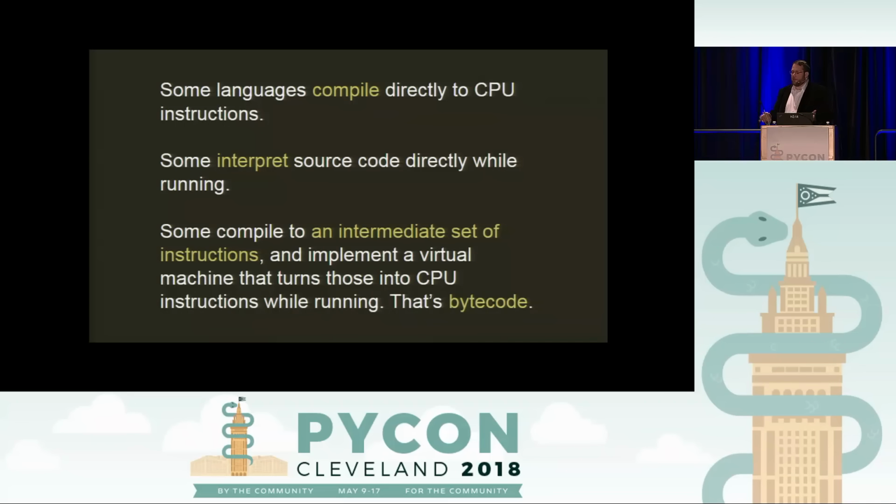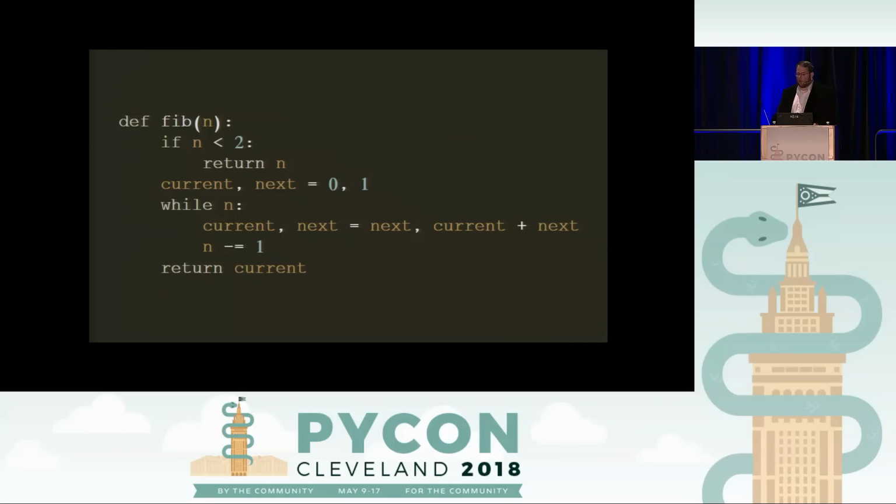So let's take a look at how this works. We're going to look at a Python function. This calculates Fibonacci numbers. So this should be pretty easy to understand. We've just got a little if we're less than 2, return, otherwise, loop, figuring out what the next Fibonacci number is, eventually return it. How will Python actually execute this function?